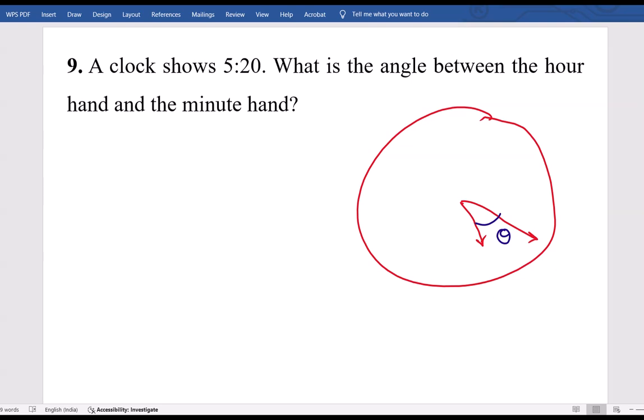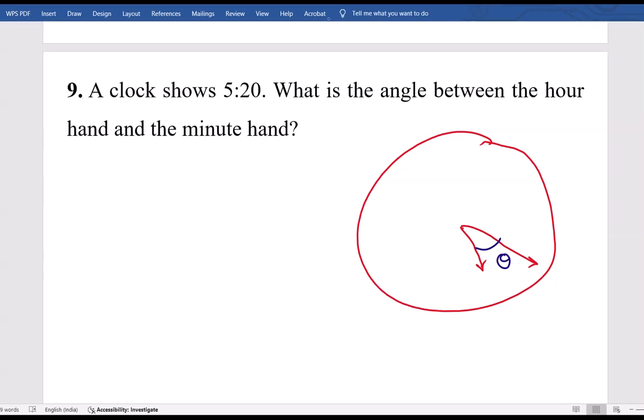Angle between the hands. The minute hand is exactly at 4. The hour hand is after 5. At 5 o'clock it would be at 5 exactly, but as it goes toward 5:20, it moves slightly away. This is the question they are asking about: the angle between the hands.